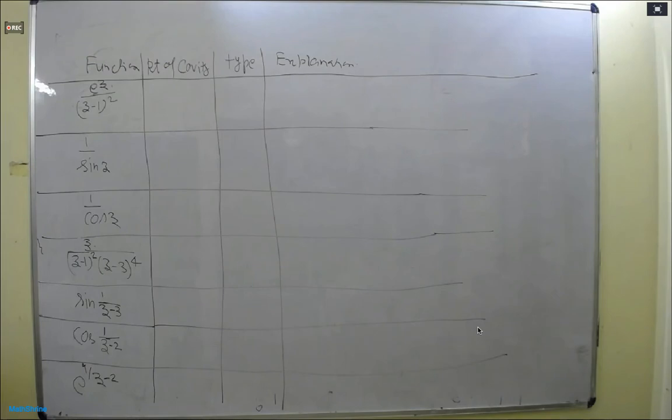Do it fast. The last one is e to the power 1 upon z minus 2. Finding the type of singularity means you have to find out at which point the function has the problem, and then calculate the limit. If the limit exists and is finite, then it is removable. If the limit always tends to infinity, then it is a pole. If the limit does not exist in the extended plane, I mean sometimes it tends to infinity or 0 or some other places, then we say it is essential.